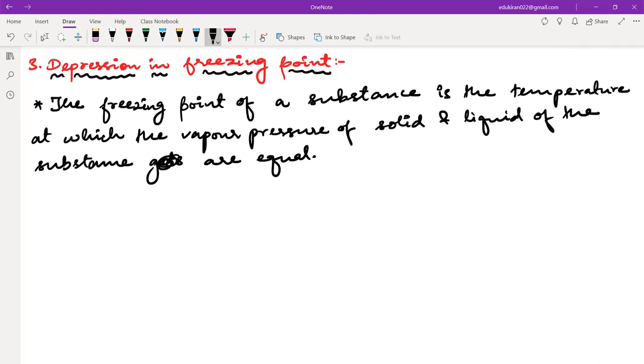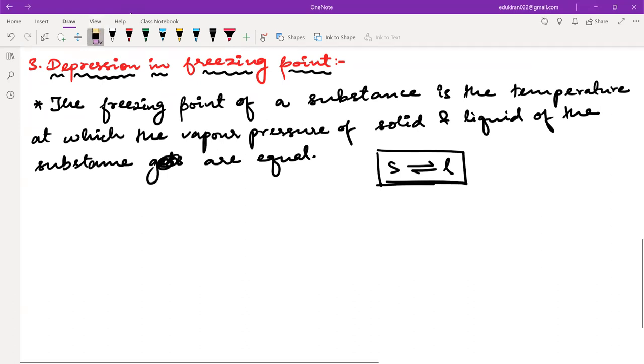Now in freezing point, what happens when we have an equilibrium between solid and liquid? That is the freezing point. And if the equilibrium is obtained between solid and liquid, then what will happen? The vapor pressure of solid will be also equal to the vapor pressure of liquid. Okay, so when we have this type of equilibrium, then the vapor pressure of solid is equal to vapor pressure of liquid. Achha. Now we'll make a plot.